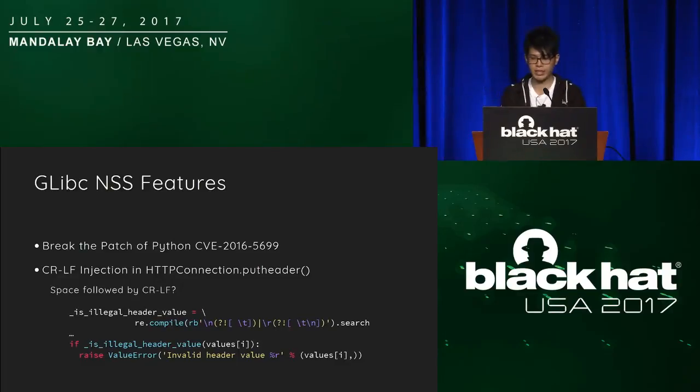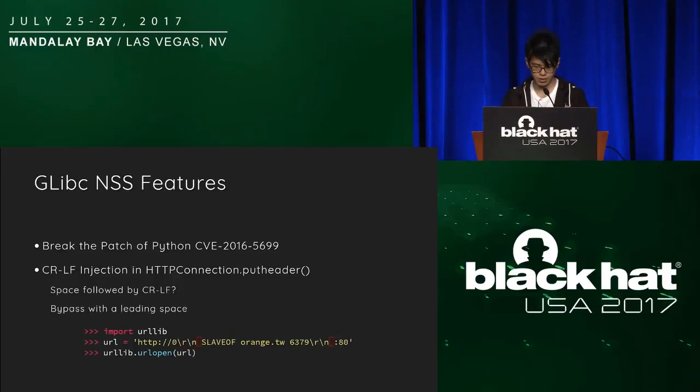But Python makes an exception for the tab and the space followed by the new line. So we can break the patch with a leading space. You can see with the space, urllib and urllib2 are vulnerable again. But this brings out a new problem. There is one more leading space in our payload.